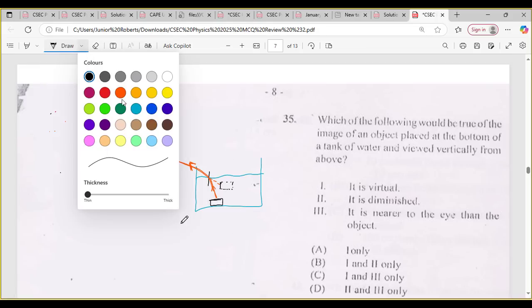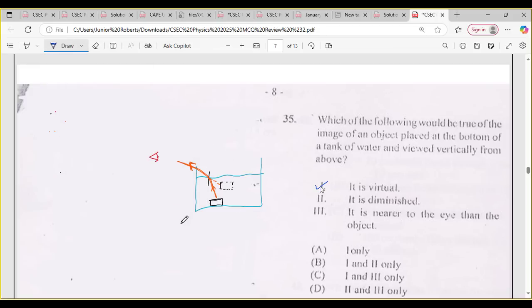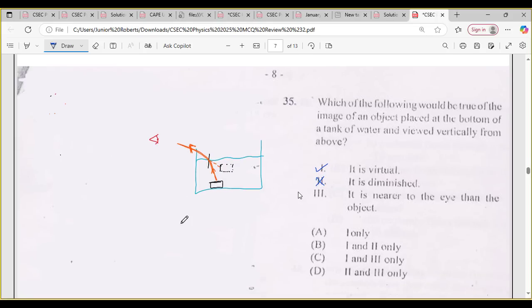So option 1 is going to be true. Option 2 says that it's going to be diminished. This is not so. The object will not be diminished; in fact, it's going to be larger. So 2 is false. Option 3, nearer to the eye than the object. We just said that a while ago, so that is true. So 1 and 3 are true. That's going to be C.